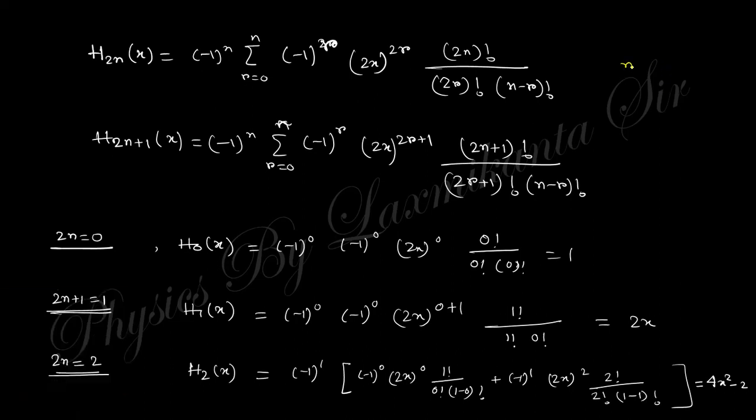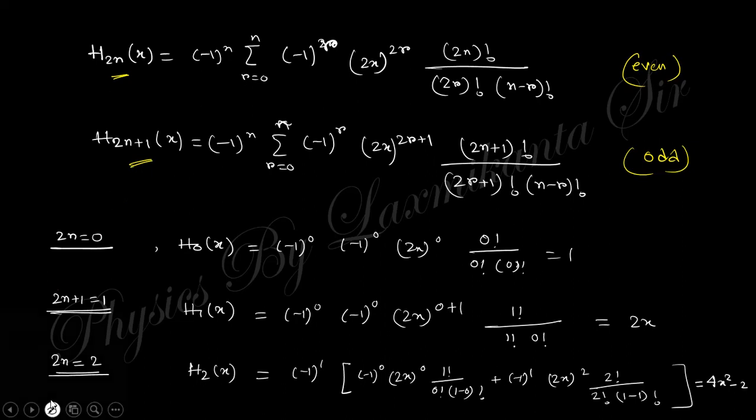This is for n equals even. Actually 2n is even. This is for the even coefficient, and this is for the odd coefficient. You can see here this is 2n plus 1, so this is odd. This is 2n, this is 2n plus 1. Clear? So this is the expression for even, and this is the expression for odd.